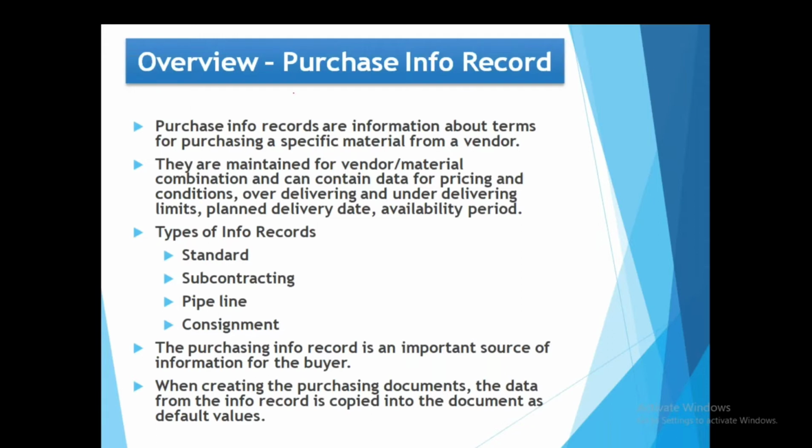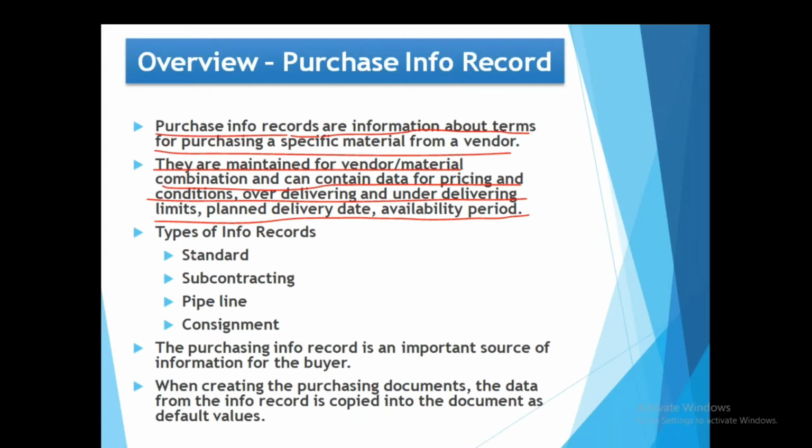What is a purchase information record? Purchase info records are information about terms for purchasing a specific material from a vendor. The purchase information record will contain information for a particular material and vendor combination. They are maintained for a vendor and material combination and can contain data for pricing and conditions, over-delivery, under-delivery limits, planned delivery date, and availability period. So basically here you will have information for a combination of material and a vendor.